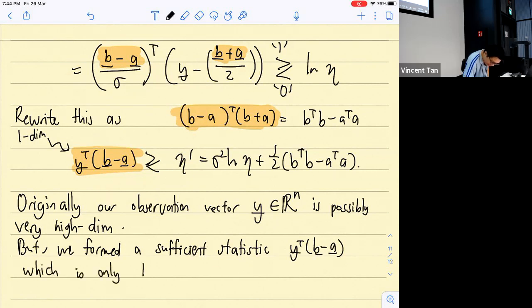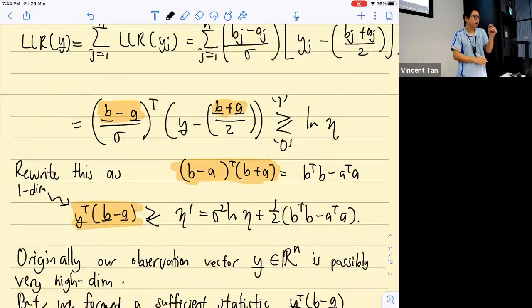only one-dimensional. So the whole idea here is that originally the vector was very high-dimensional, but in order to make the optimal decision in terms of the MAP rule, all we have to do is to take its inner product against B minus A. Okay? And we compare that to a threshold. The inner product between Y and B minus A is a one-dimensional object, it is a number. So we have significantly reduced the dimensionality of the problem.